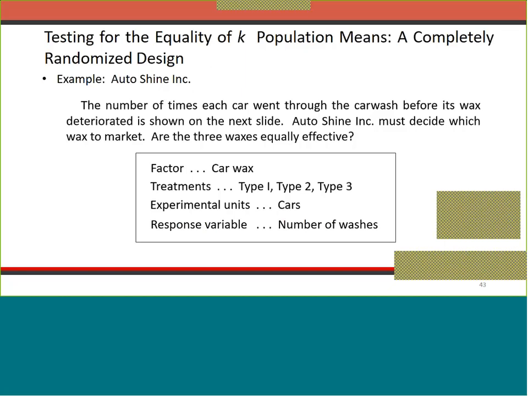If this is the question, so we are talking about only one independent variable or factor known as car wax. So we have 3 different waxes. So that's why 3 different treatments, type 1, type 2 and type 3. And of course, if you want to take a sample, it consists of experimental units as cars. And the response variable for each experimental unit is the number of washes.